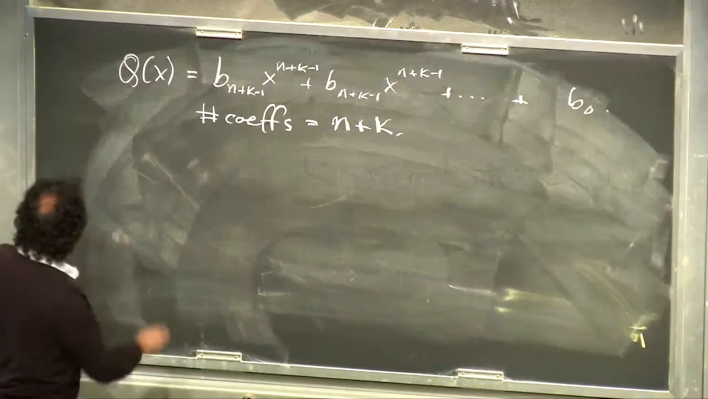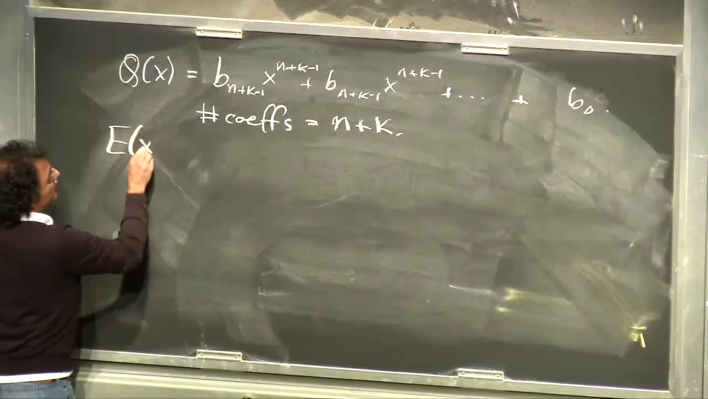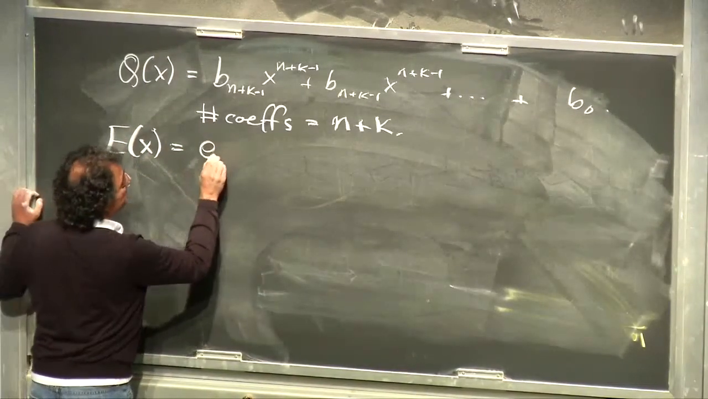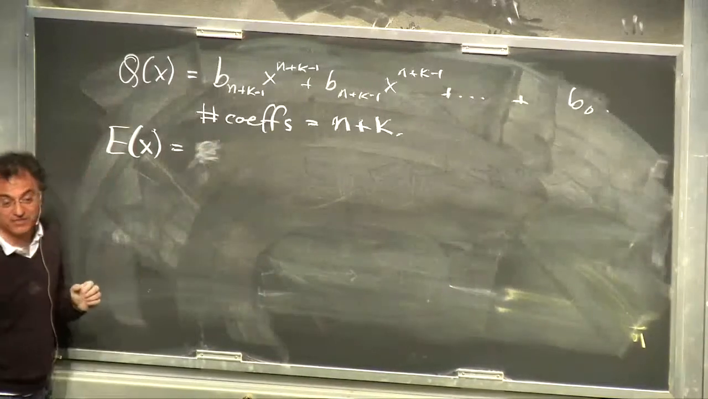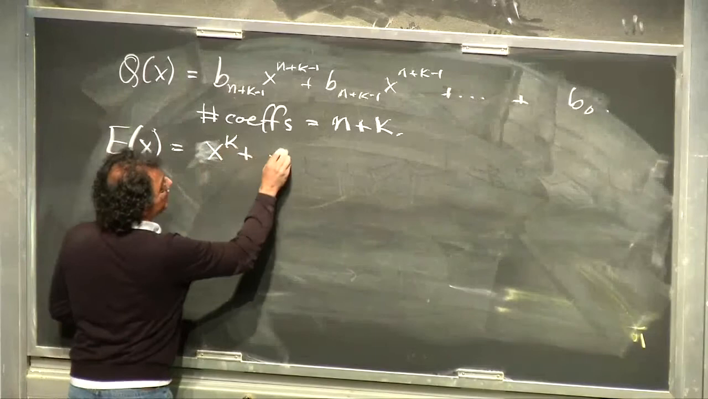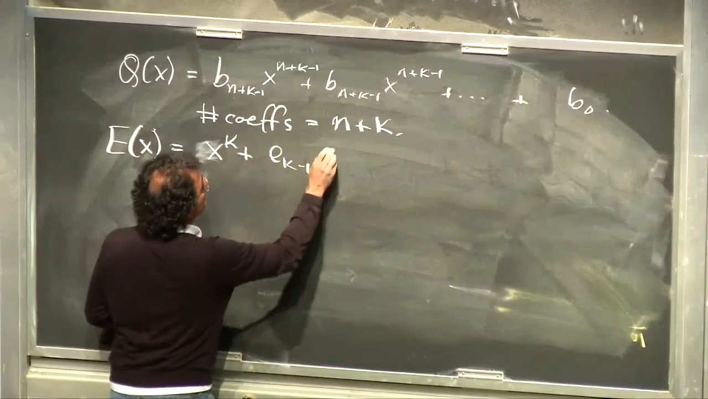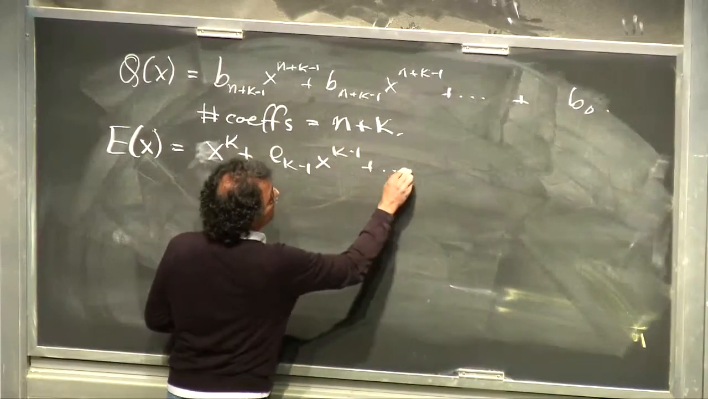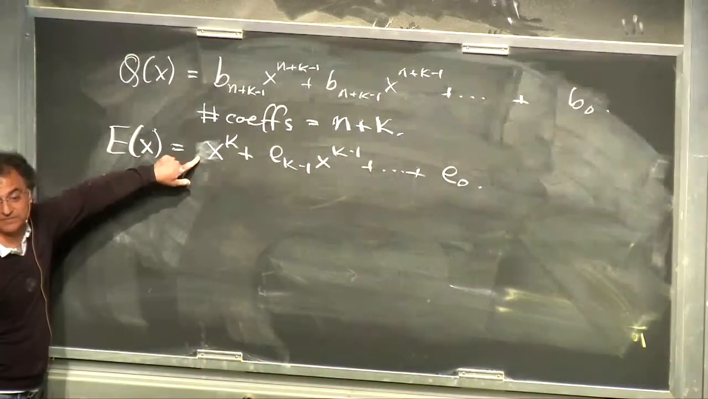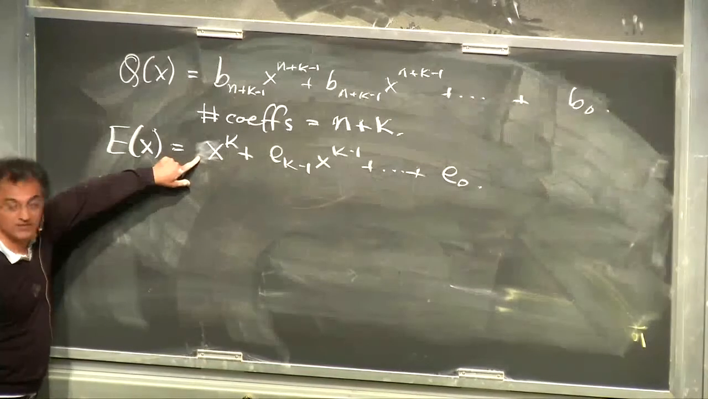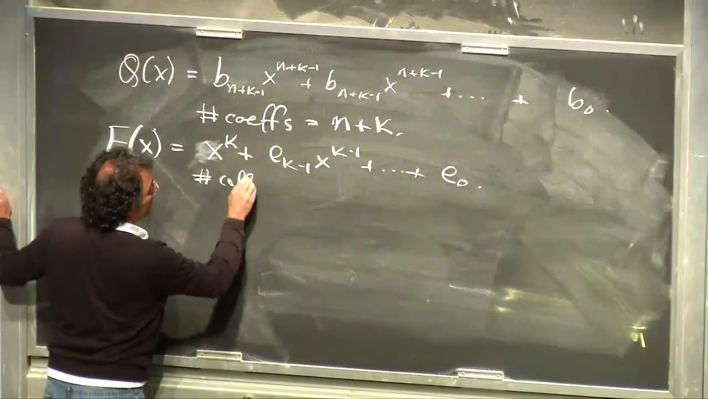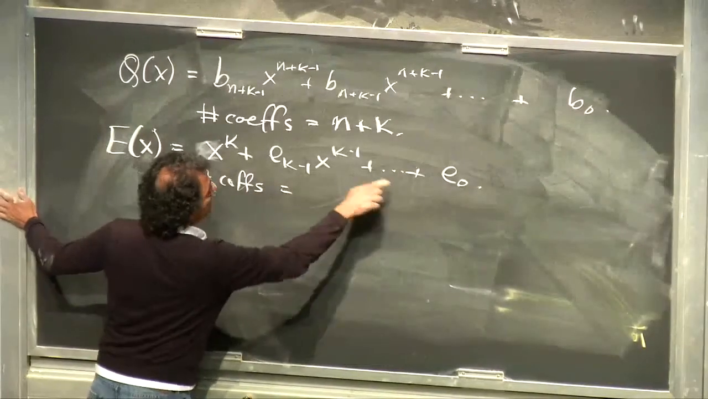Now, E of x is a polynomial of degree k. It's of the form x to the k plus E sub k minus 1 x to the k minus 1 plus dot dot dot plus E naught. So this first coefficient happens to be 1. Now how many coefficients are there? The number of coefficients is exactly k.